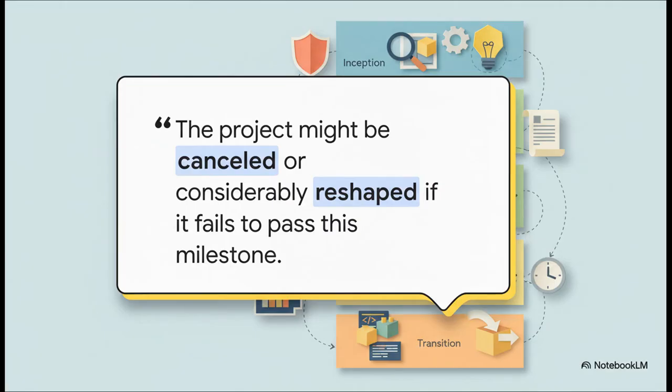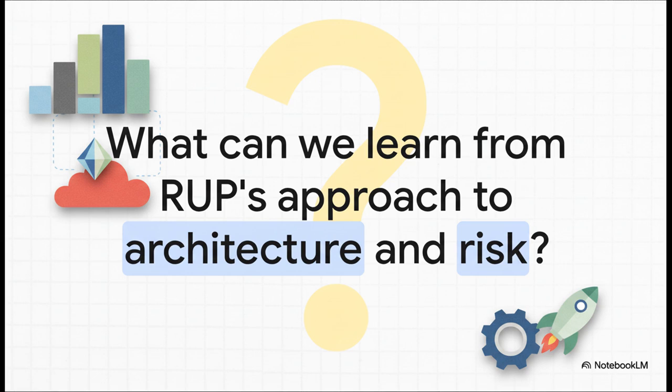And this quote, this really gets to the heart of it. The project might be canceled or considerably reshaped if it fails to pass this milestone. Think about that. These milestones aren't just friendly check-ins. They are serious, hard stop decision points. RUP basically gives you permission. It encourages you to pull the plug on a bad idea early, which can save an unbelievable amount of time and money. So that kind of leaves us with one last question to chew on.